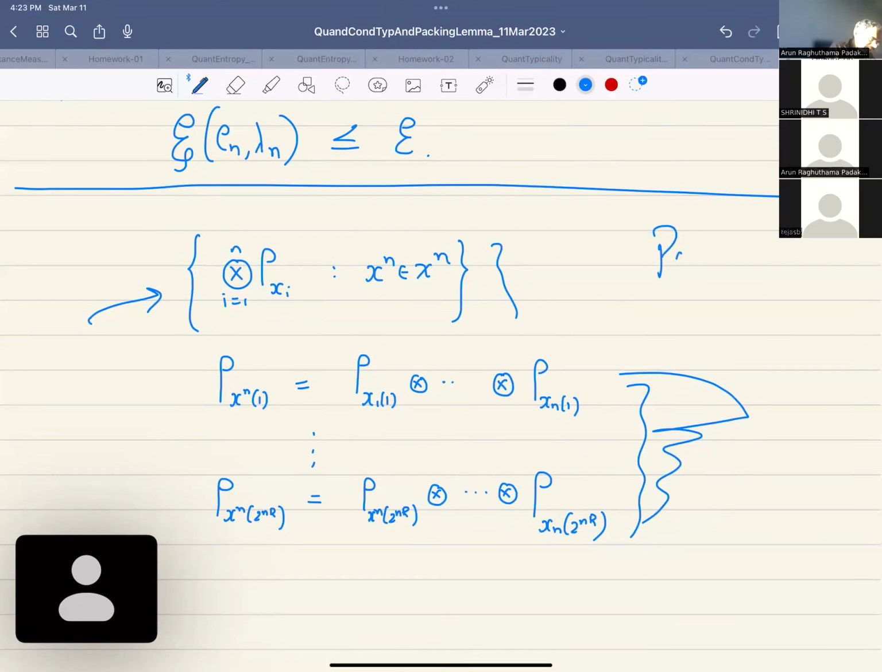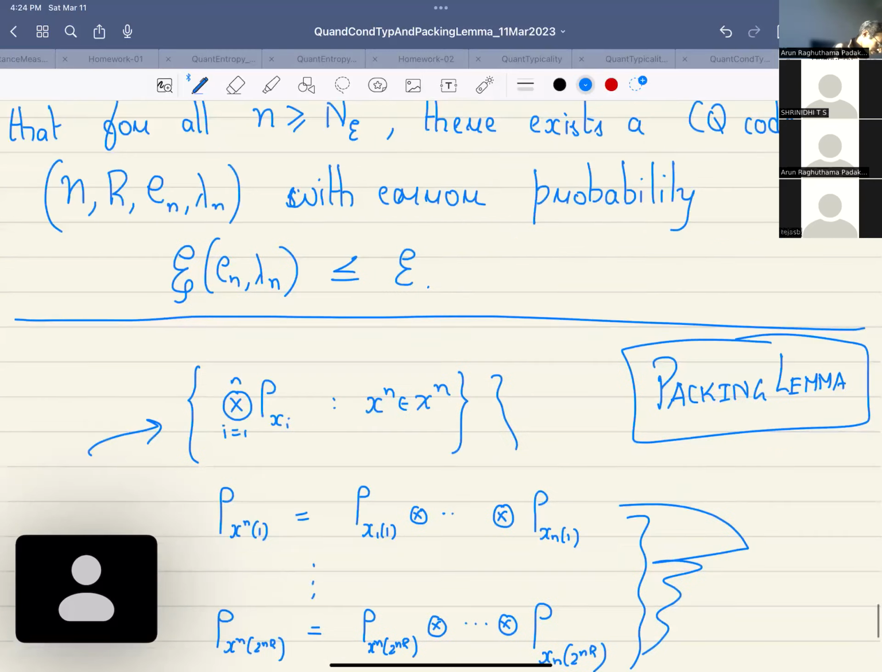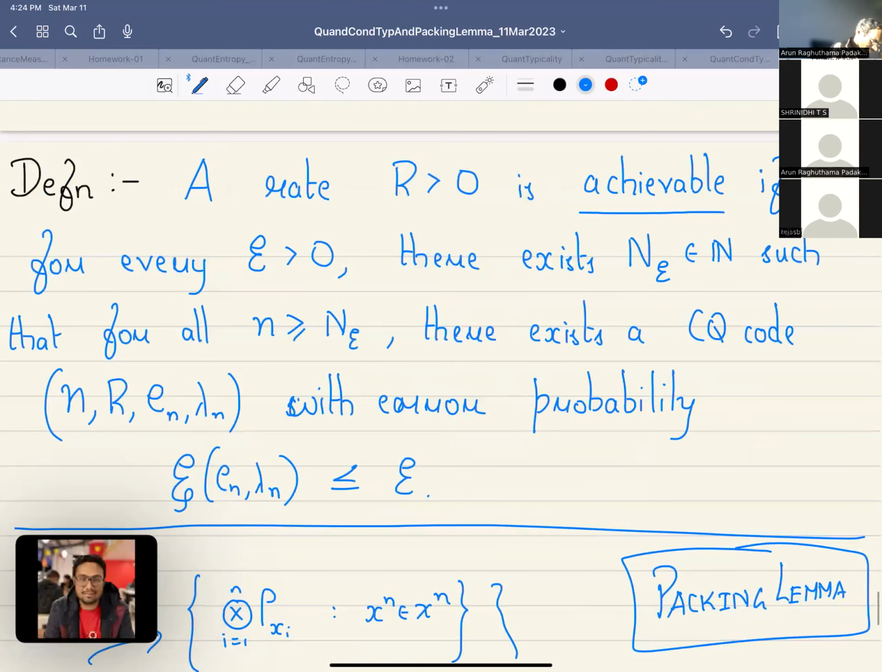So that's why it's called the packing lemma. We'll actually come to that next. I will motivate this and tell you what we're after, and we'll go to the packing lemma, and then we'll use the conditional quantum typicality. So that's the direction we are going. I will explain the last definition.